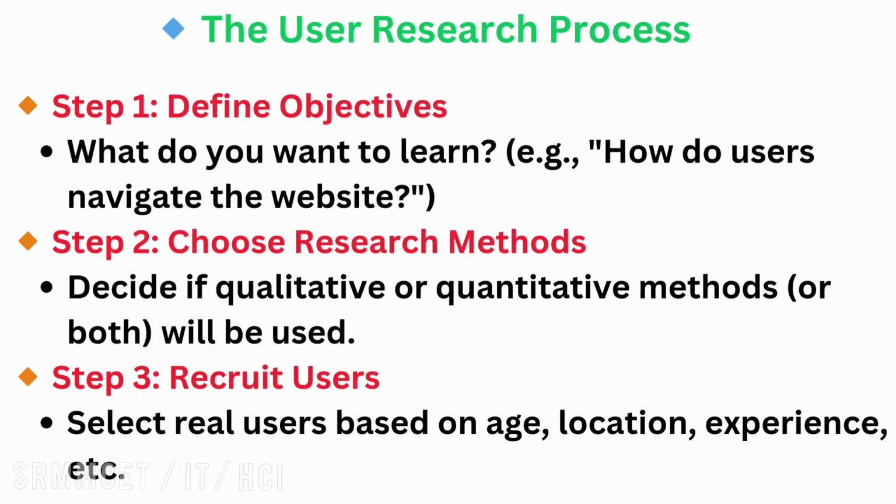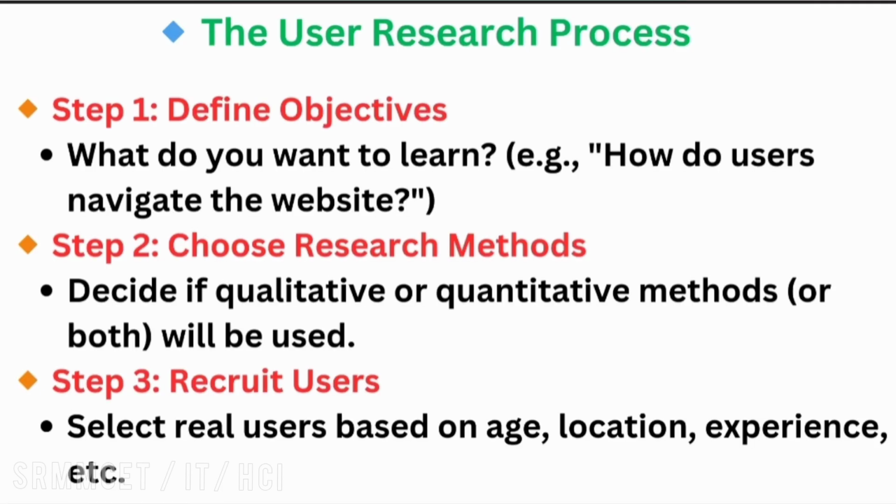Next one is the user research process. Here, step 1, define the objectives. What do you want to learn? Example, what is the subject, what is the domain, where from the website and all. Step 2 is choose research methods.